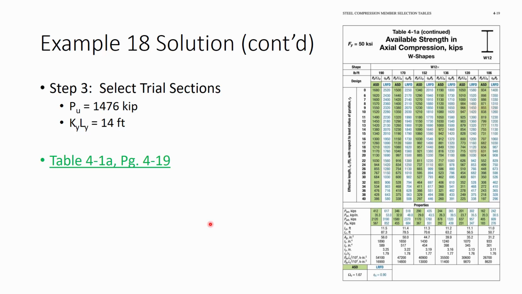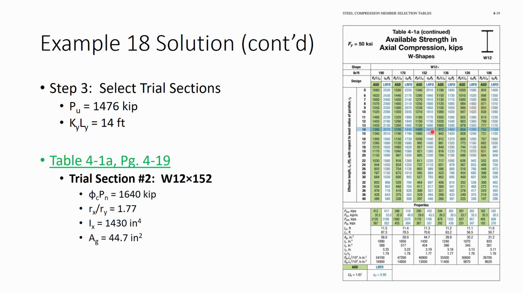So go through that same table again. I'm on page 4-19. Again, highlight the row that's at 14 feet and find the lightest shape that works. And you can see the 106 doesn't work, the 120, the 136. But right here, this W12 by 152 would be a valid trial section. I select that because its capacity along the weak axis is 1,640 kips. Now Rx over Ry is a little different. It's 1.77, and we need that moment of inertia and gross area as well.